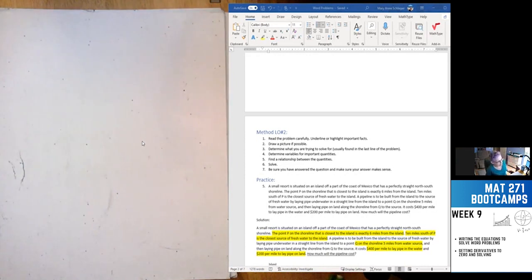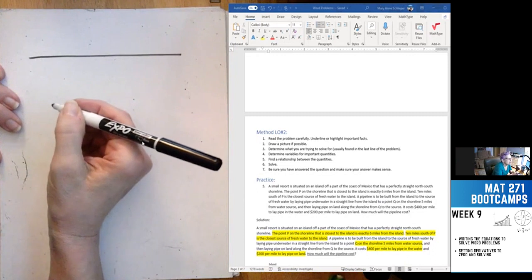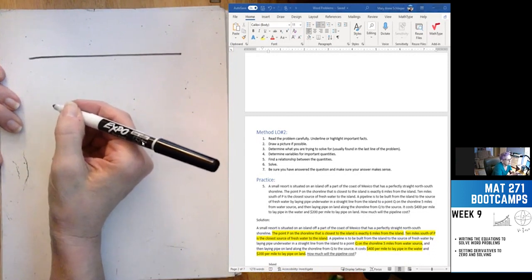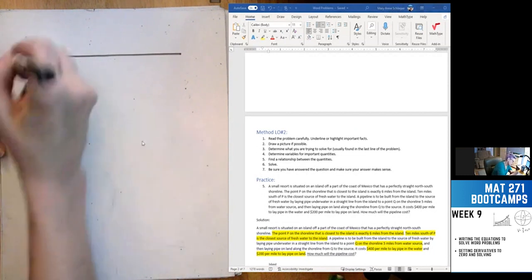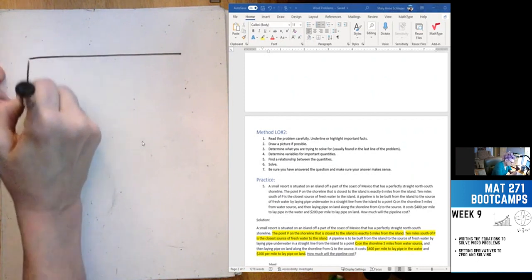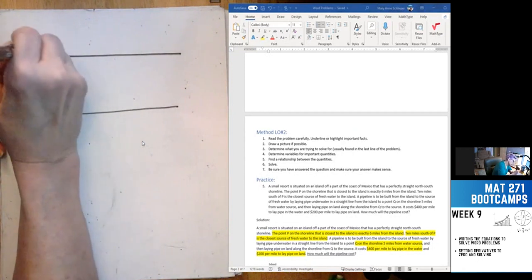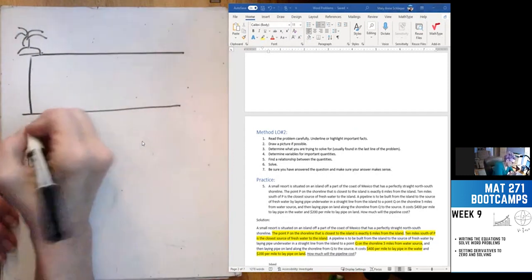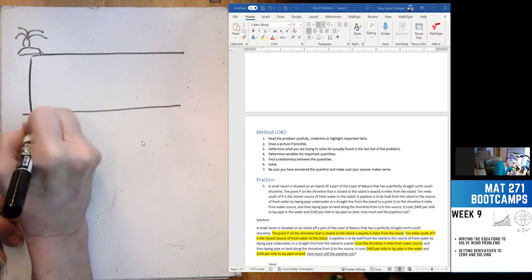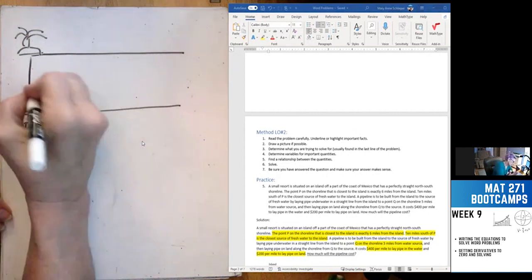So let's see if we can draw a picture of this. We have our shoreline, and there is a small resort on an island that is perfectly straight, and point P is closest to the island, exactly 6 miles across from. So here's my island. It has a palm tree on it. And here is my point P that lives on the shoreline, 6 miles across from the island.